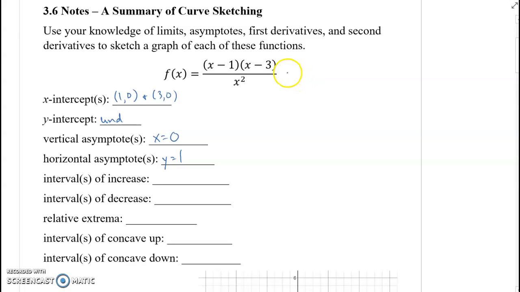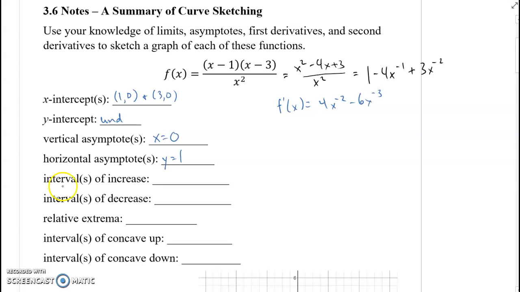For example, we can distribute in the numerator and get x squared minus 4x plus 3. And that by itself makes it a little bit better, but even better than that, because we have a monomial denominator, why not just distribute the denominator and divide everything in the numerator by x squared? So we get 1 minus 4x to the negative 1 plus 3x to the negative 2. And then we don't need quotient rule or product rule. All we need is power rule. So f prime of x equals 4x to the negative 2 minus 6x to the negative 3.